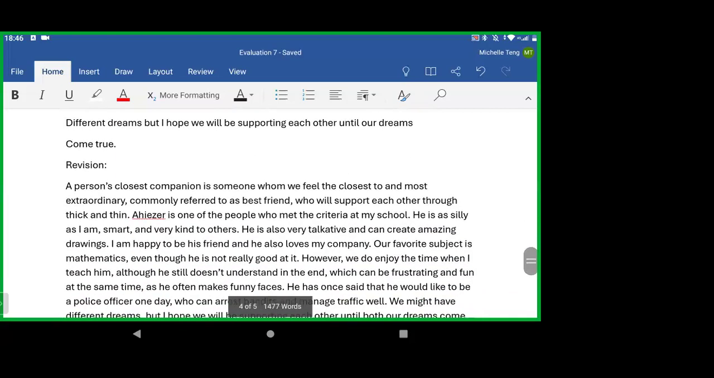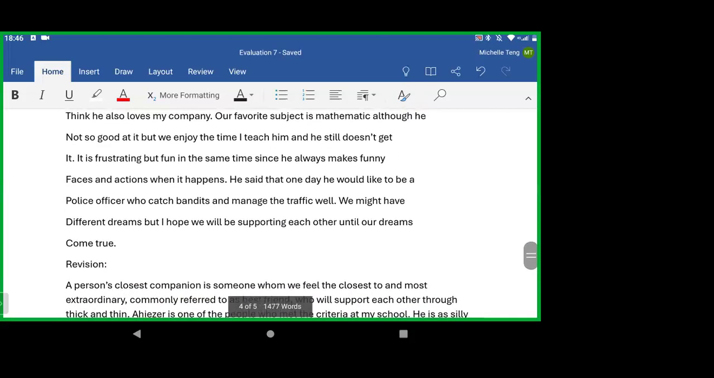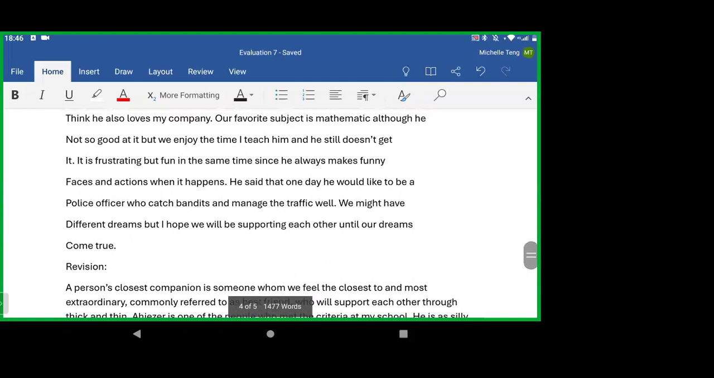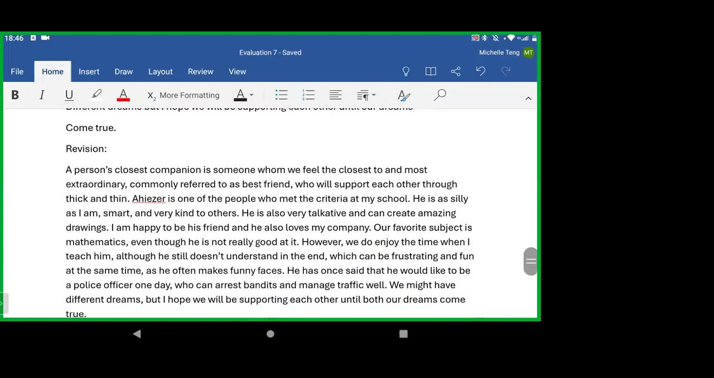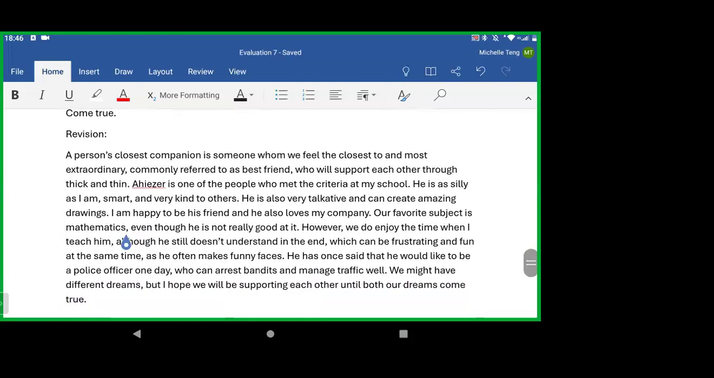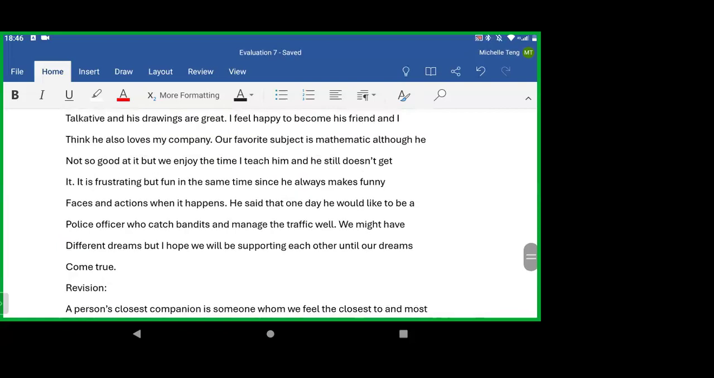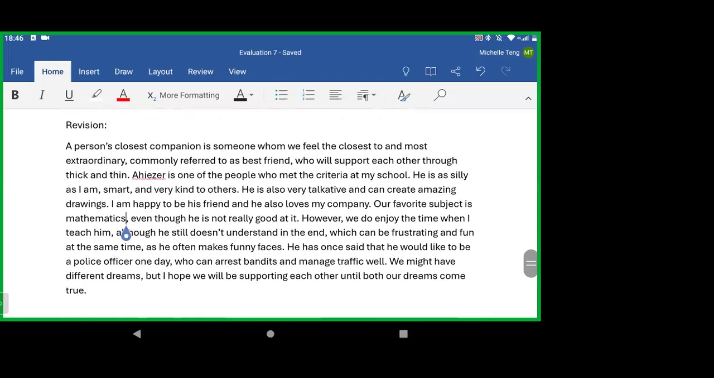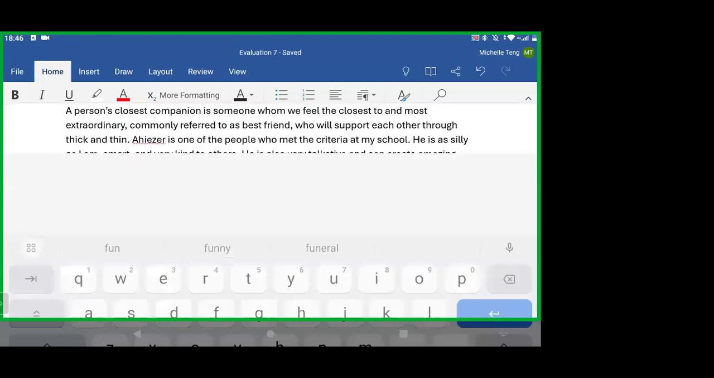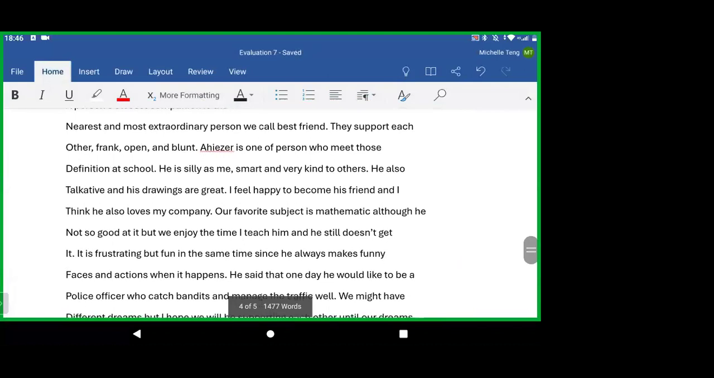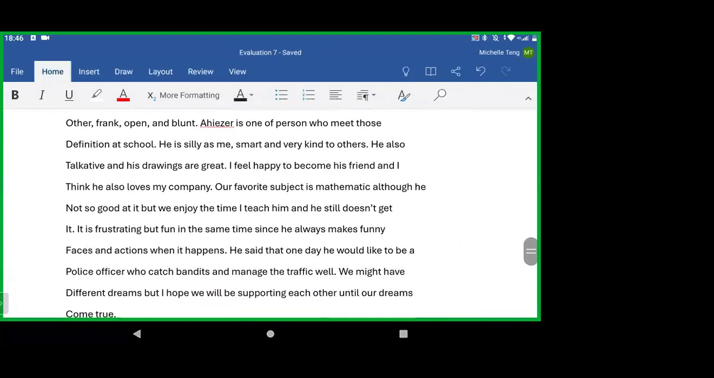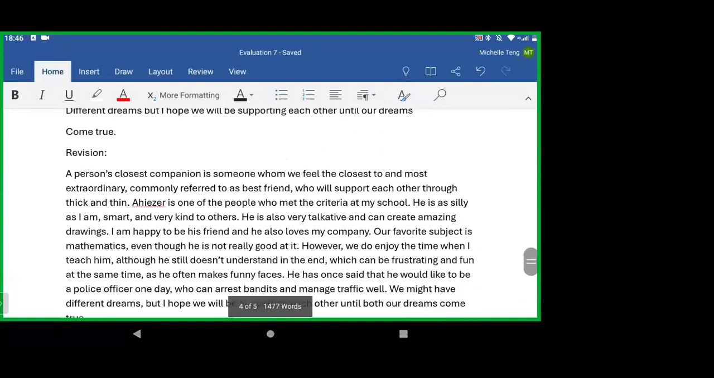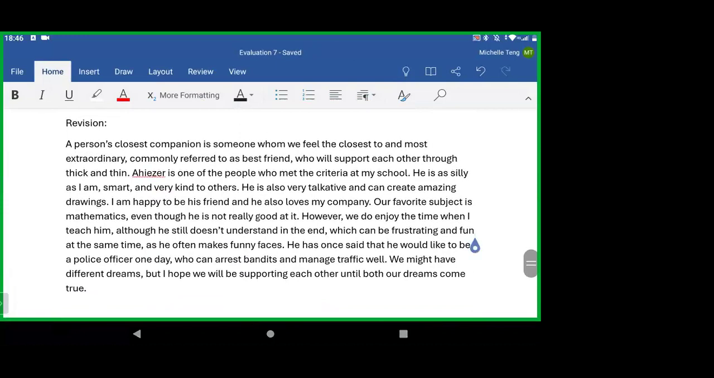We enjoy the time when I teach him, comma, and he still doesn't get it. So instead of using "and", I'm just saying "although he still doesn't understand in the end." So in the end, it's almost the same. I'm trying to emphasize, to sort of exaggerate, that he still doesn't get it in the end, and try to emphasize that it can be frustrating and fun at the same time, as he often makes funny faces.